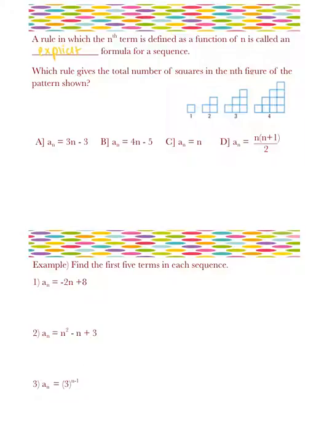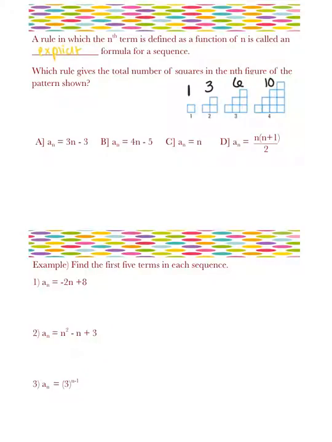Which rule gives the total number of squares in the nth figure of the pattern shown? So here in the first figure, I have 1 square. In the second figure, I have 3. In the third, I have 3, 4, 5, 6. And here in the fourth, I've got 10.